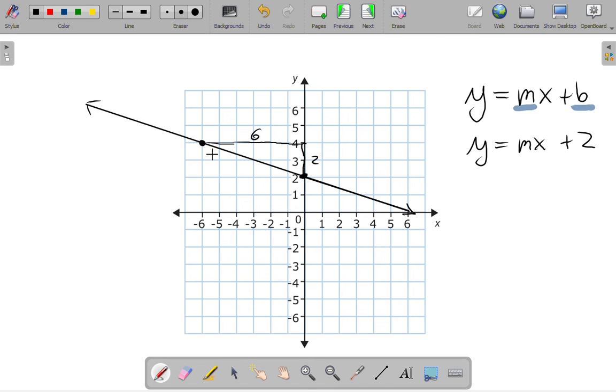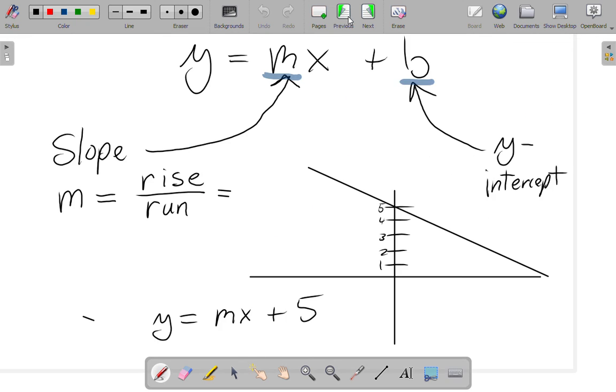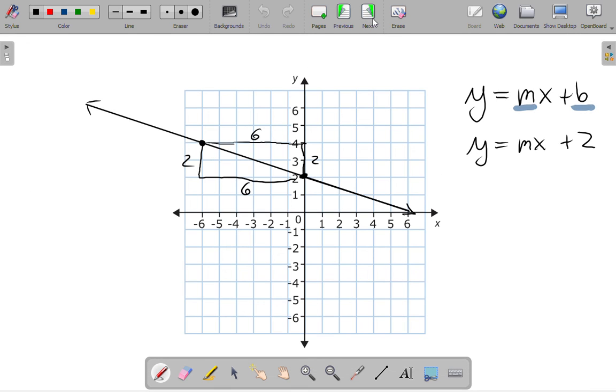Now I could have done it this way too. It would have been the same, 2, 6, same thing. So now we look back at our definition. M is rise over run. So how much did I rise? How much did I run?